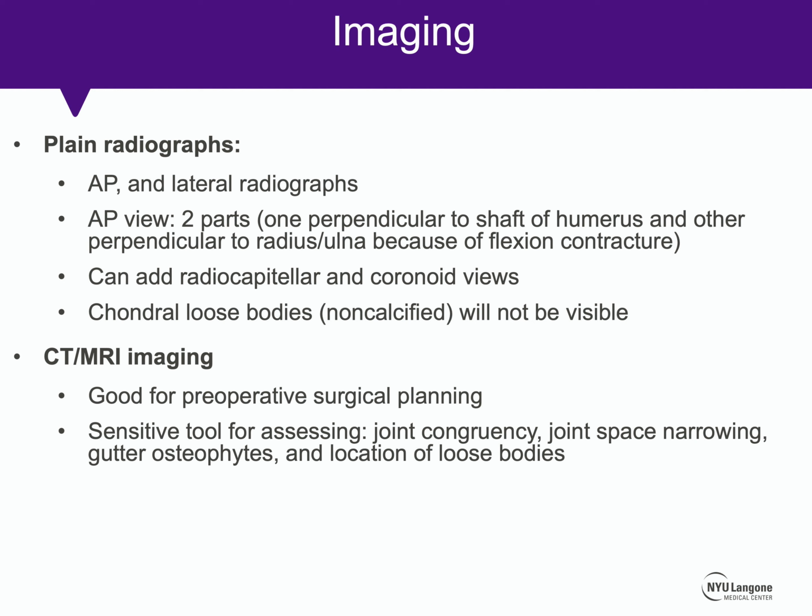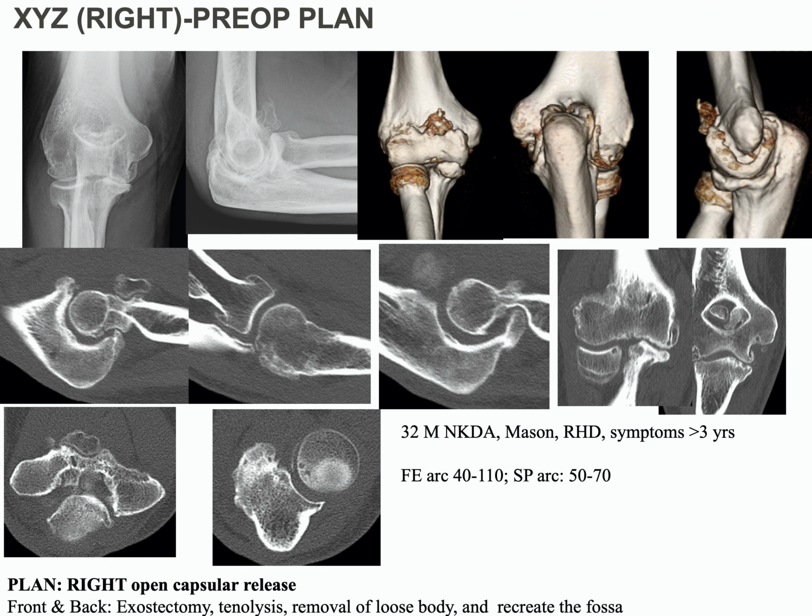Plain radiographs are the initial imaging modality. I typically get 3 views of the elbow, but you can order additional views depending upon the pathology. It is important to know that loose bodies that are chondral in nature will not be clearly visible on plain radiographs. CT or MR imaging is the advanced imaging, which is good to have for preoperative surgical planning. It is a sensitive tool for accurate assessment of joint congruency, joint space narrowing, presence of gutter osteophytes, and location of loose bodies.